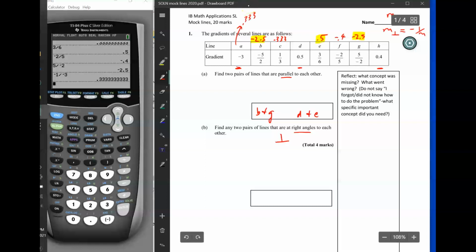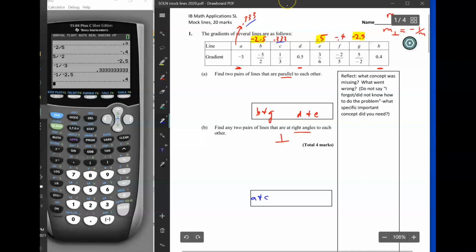Okay? And now we can already see that 0.333 is the perpendicular for negative 3. So we can see that A and C are perpendicular pairs, right? What about the next one? So what would be the perpendicular to negative 2.5? So we say negative 1 divided by negative 2.5. And the answer is 0.4.